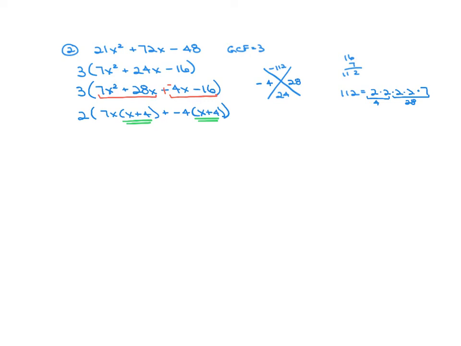And now my last step, I can factor out that GCF. Whoops, did you all notice? I wrote a 2 instead of a 3. There we go. I'm going to factor out that x plus 4, and I'm left with 7x minus 4. So this quadratic, when it's factored, has 3 factors: 3, 7x minus 4, and x plus 4.